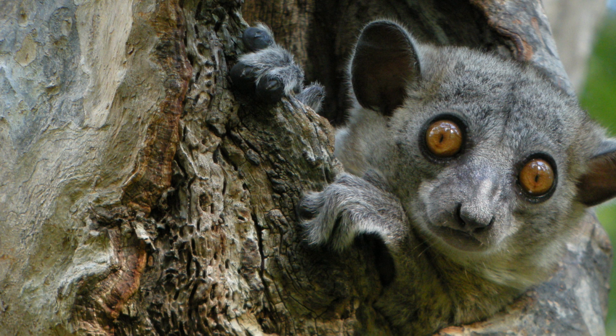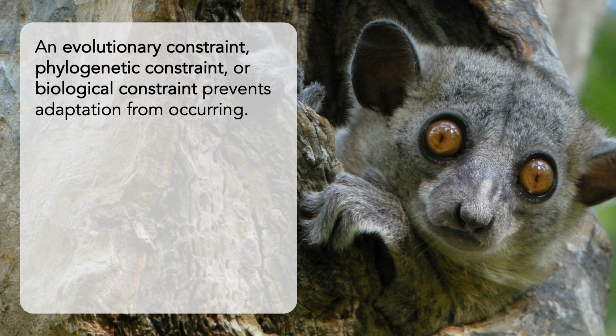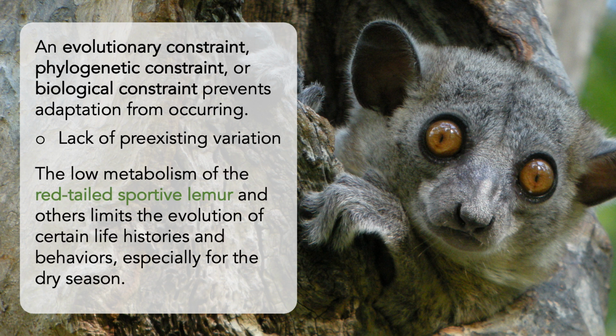Evolutionary trade-offs may be conceptually related to evolutionary constraints. An evolutionary constraint, phylogenetic constraint, or biological constraint is something that prevents adaptation from occurring. A common constraint is a lack of pre-existing genetic variation. We see this in the low metabolism of the red-tailed sportive lemur and other lemurs, which limits the evolution of more active life histories and behaviors, especially during the dry season in Madagascar.